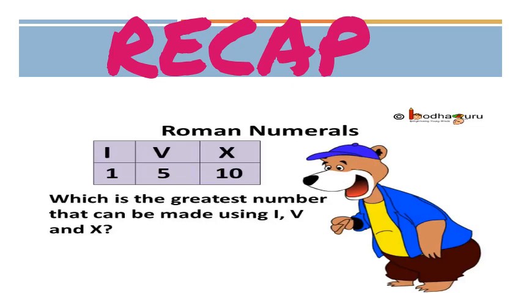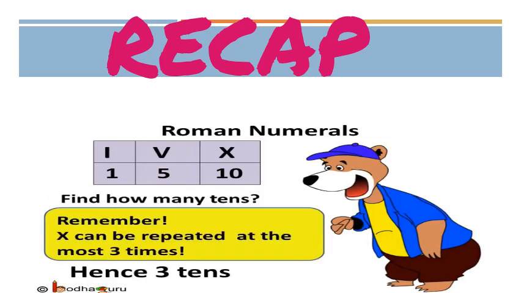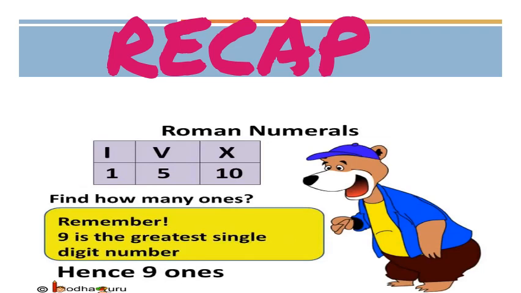Which is the greatest number that can be made using I, that is equal to 1, V, which is equal to 5, and X, which is equal to 10? Let us find the number. First, how many tens can be there? Remember, X can be repeated at most 3 times. So, 3 tens. How many ones can be there? Remember, 9 is the greatest single digit number. So, 9 ones.